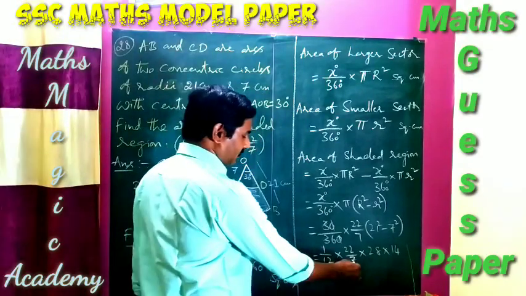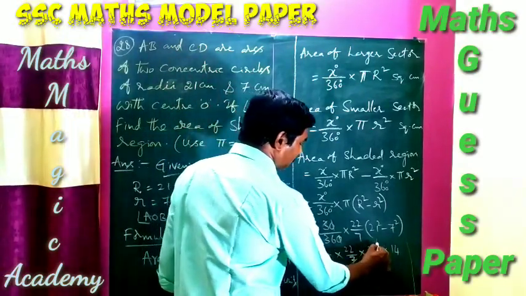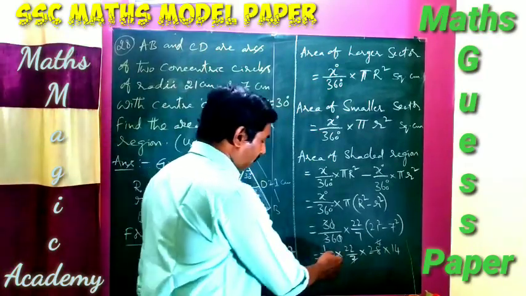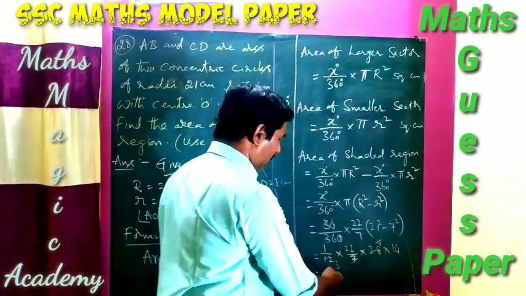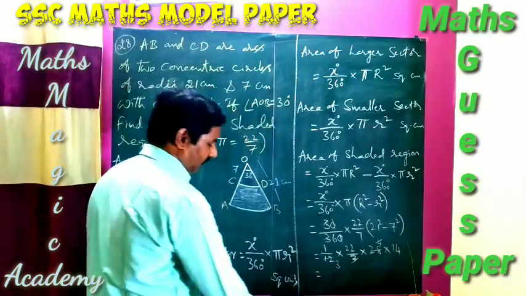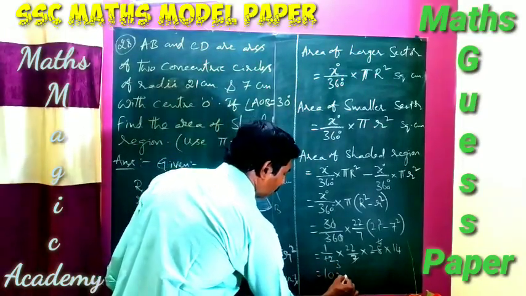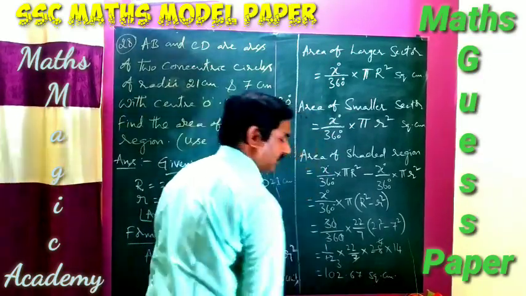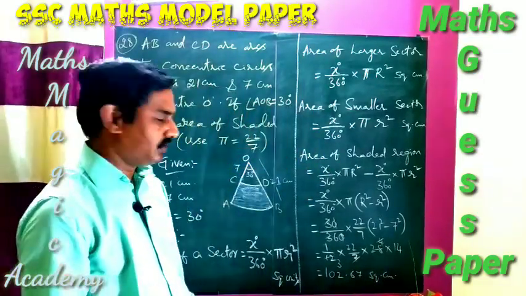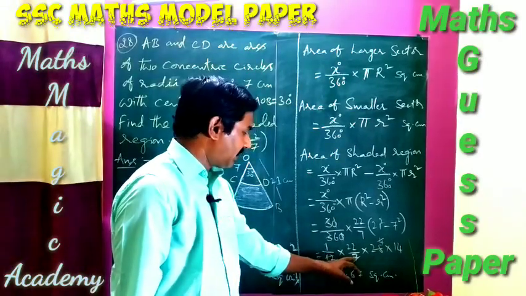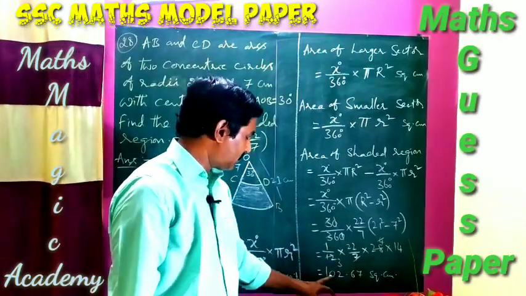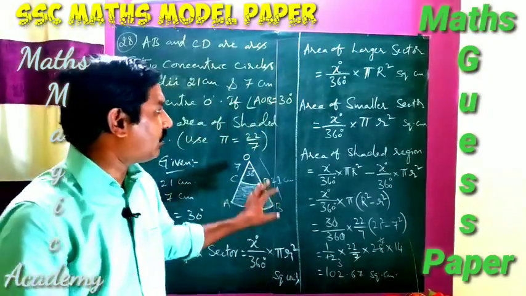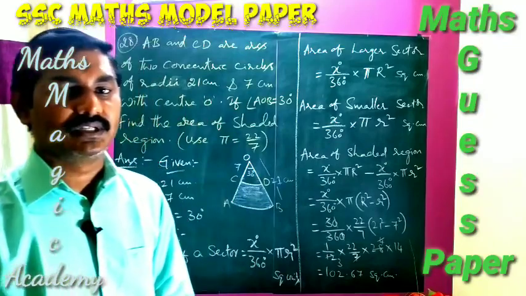Now we can do the simplification. 7 ones are 7, 7 fours are 28, 4 ones are 4, 4 threes are 12. So if you multiply 22 into 14 and divide by 3, you will get 102.67 square centimeters. Okay, so you can solve by taking a paper. So that you will get 102.67 square centimeters. This is also one of the most important types of questions in chapter 9.